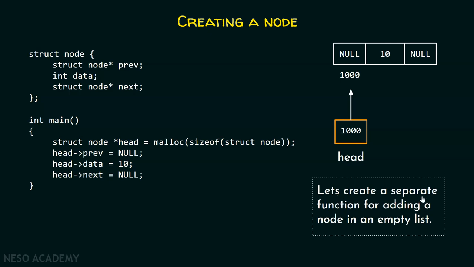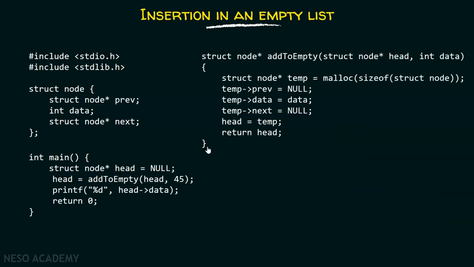Now, let's create a separate function for adding a node in an empty list. Instead of adding a node in the main function, I will tell you how to create a separate function for adding a node in an empty list. And this is how it looks like.